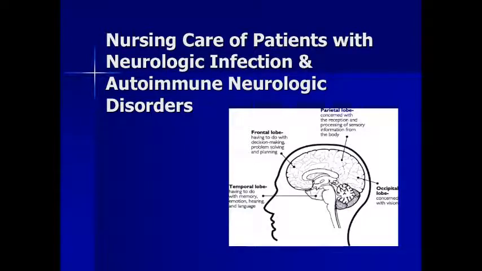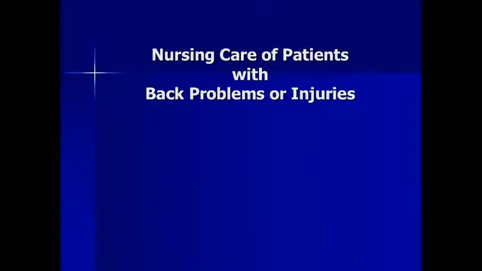We are not going to talk about the nursing care of patients with neurologic infection and autoimmune disorders because you all already have that. But I love the picture here that goes over the different lobes of the brain and what it controls. So you can take a look at that and just do a little review. What we are going to talk about is nursing care of patients with back problems or injuries.